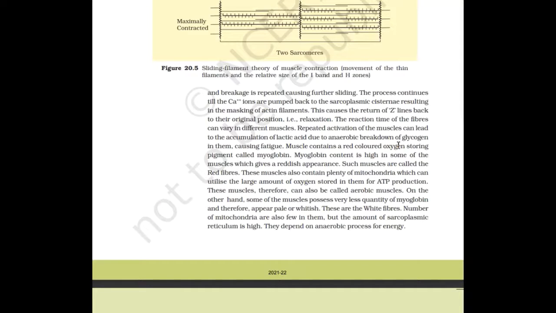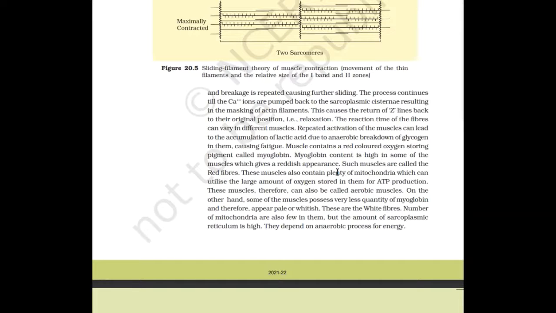The reaction time of the fibers can vary in different muscles. Repeated activation of the muscle can lead to the accumulation of lactic acid due to anaerobic breakdown of glycogen in them, causing fatigue. Muscles contain a red-colored oxygen-storing pigment called myoglobin. Myoglobin content is high in some of the muscles, which gives them a reddish appearance. Such muscles are called red fibers. These muscles also contain plenty of mitochondria, which can utilize the large amount of oxygen stored in them for ATP production. These muscles can therefore also be called aerobic muscles.